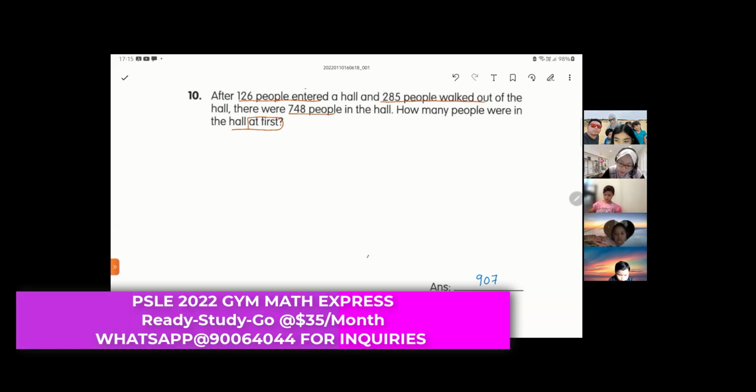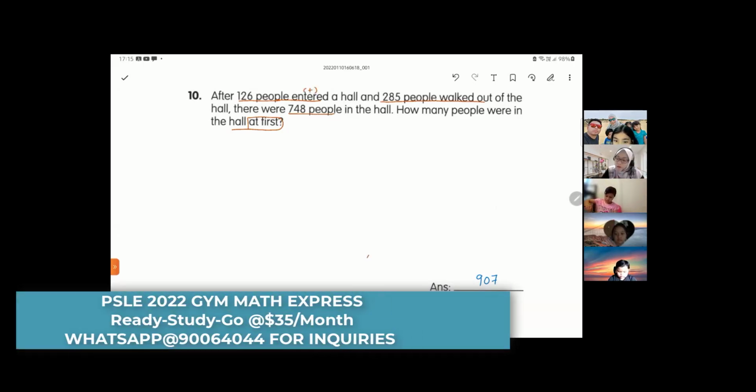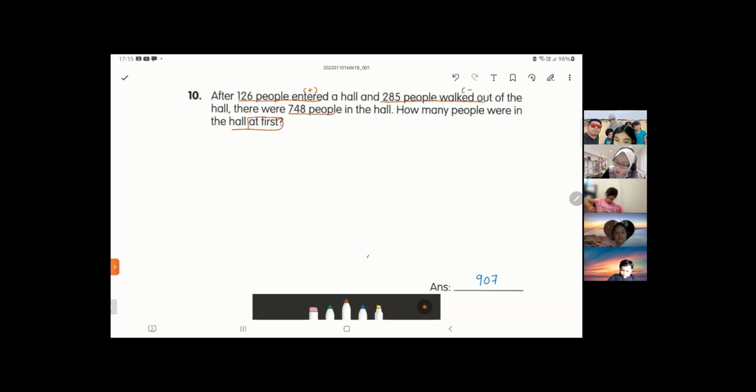Enter means added on, plus on. 285 means walk out. Walk out means the people becomes lesser. They left the hall. Then this is the balance, or what we say the leftover, the number of people left in the hall. Okay, so we are going to work backwards. So we are going to look at the balance first. We know there are 748 in the end.